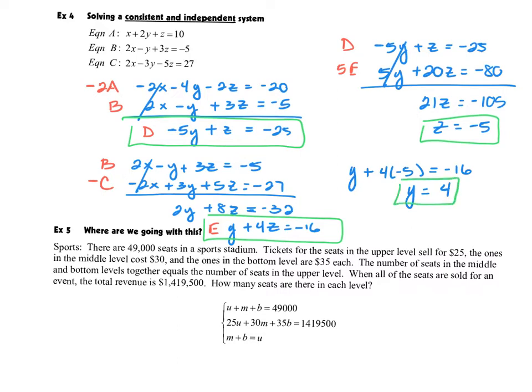And then I take those two remaining ones and I substitute back into any of my original three equations. I'm solving for x, so equation A will be my easiest. So I'll have x plus 2 times 4 plus that negative 5 equals 10. So my x turns out to be 7. So then our final answer we would write as a nice ordered triple, x, y, z. So it would be 7, 4, negative 5 would be our final answer on that.